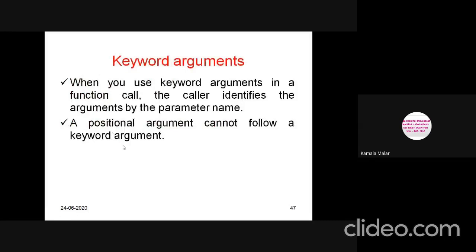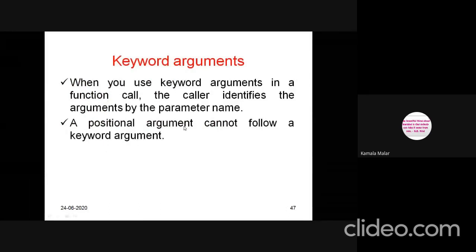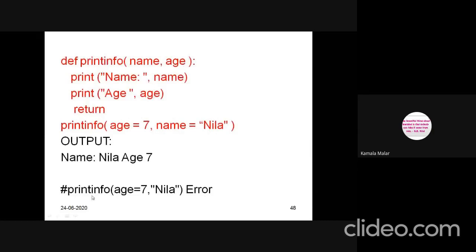Okay, so in the keyword argument, the caller identifies by the parameter name. The position cannot be followed. So if you give, in this example, age 7, this is a keyword argument because age is assigned with value 7. Okay. Next, if you give Nila, here we didn't specify the key. It takes it as the second position. So it's not correct. So the error will be thrown. You are using a positional argument next to the keyword argument. It is not allowed. So this is one of the points. You should not use a positional argument after a keyword argument.